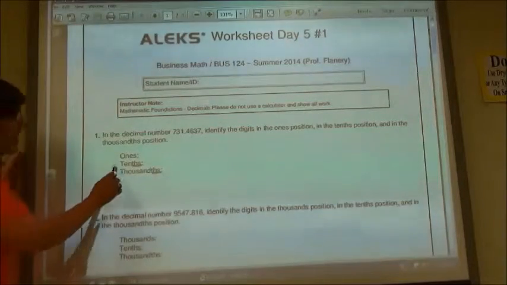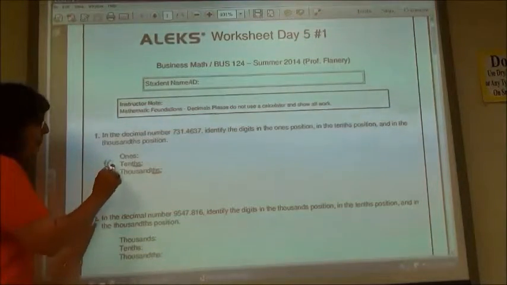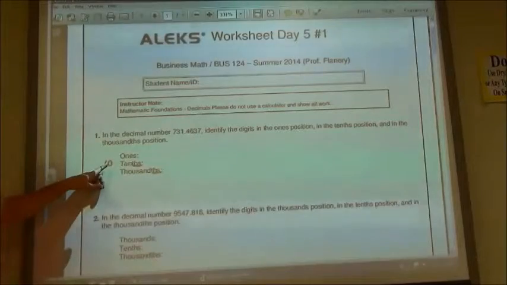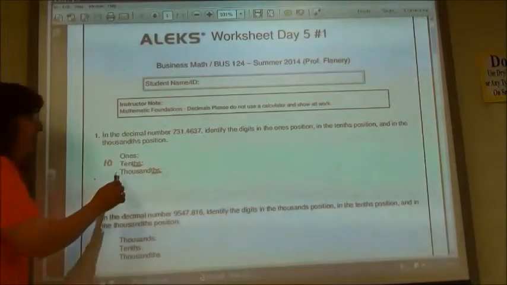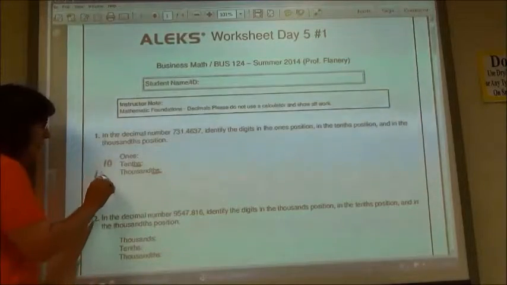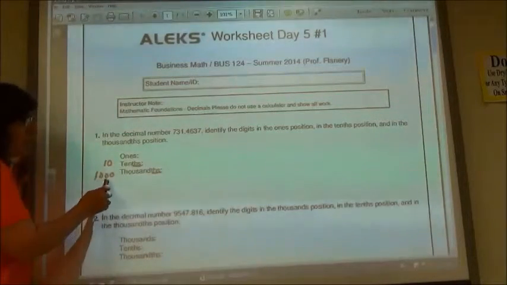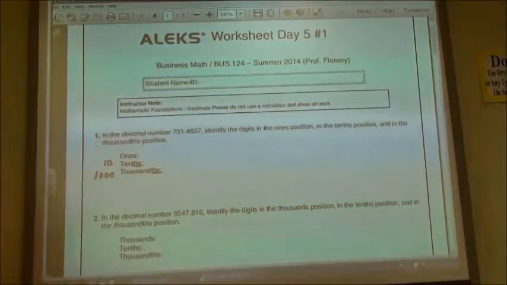So when I think of the tenths spot, I think of the number 10 and how many zeros it has. It only has one 0, so it's one place after the decimal. When I think of the thousandths, I think of the number 1,000. It has 1, 2, 3 zeros, so it's three places after the decimal.